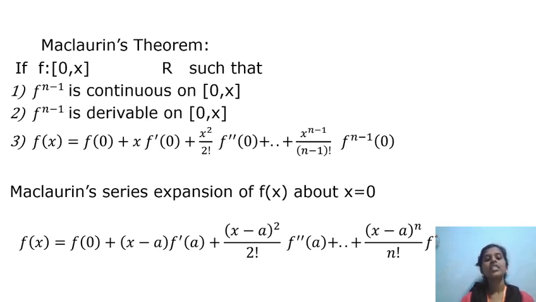Then the Maclaurin series expansion of f of x about x equals 0. f of x equals f of 0 plus x minus a into f dash of a plus x minus a whole square by 2 factorial into f double dash of a plus and so on plus x minus a to the power of n by n factorial into f to the power of n of a.